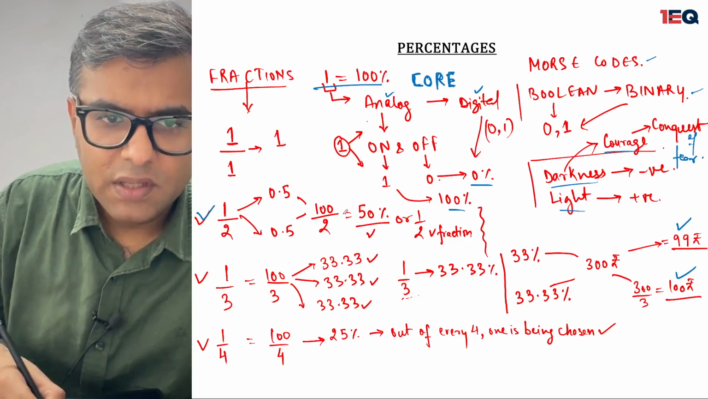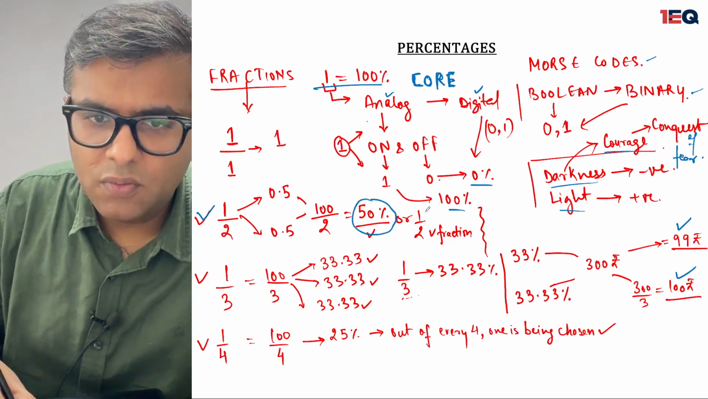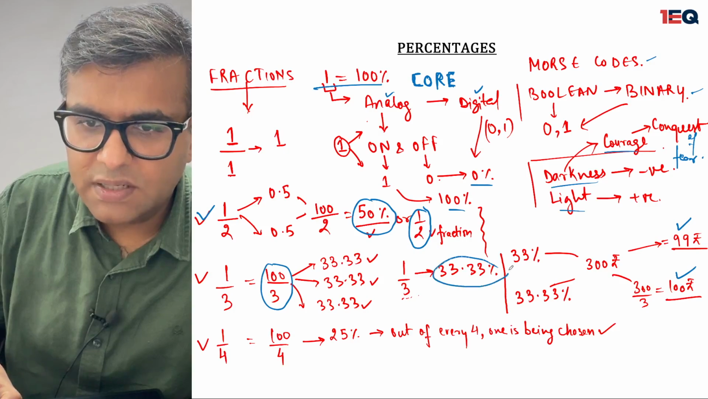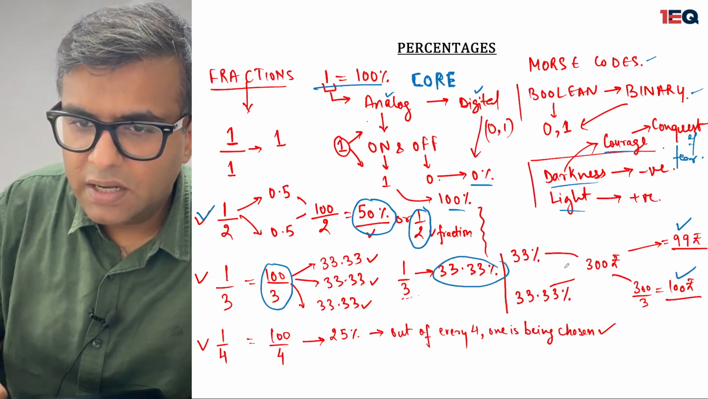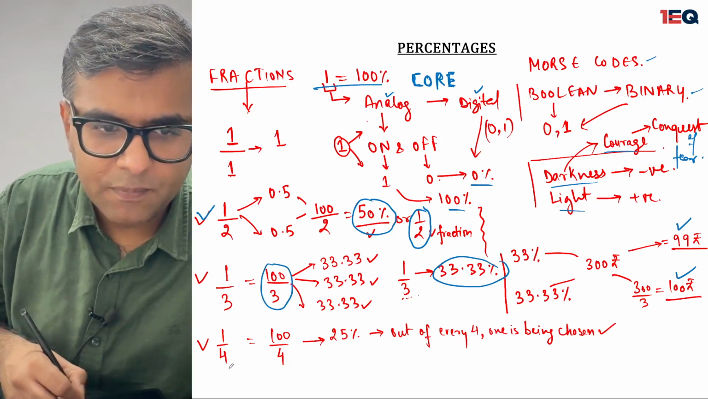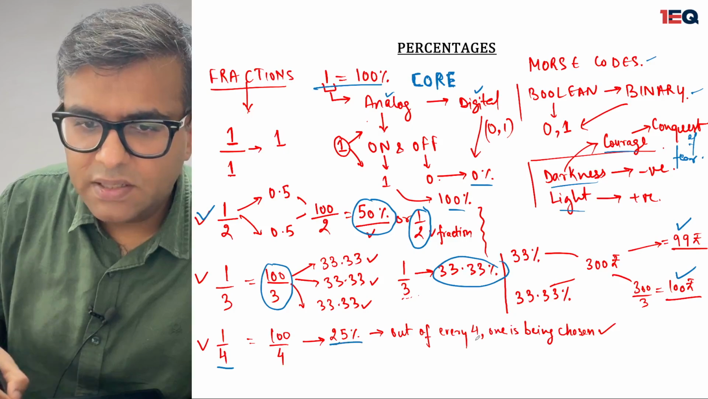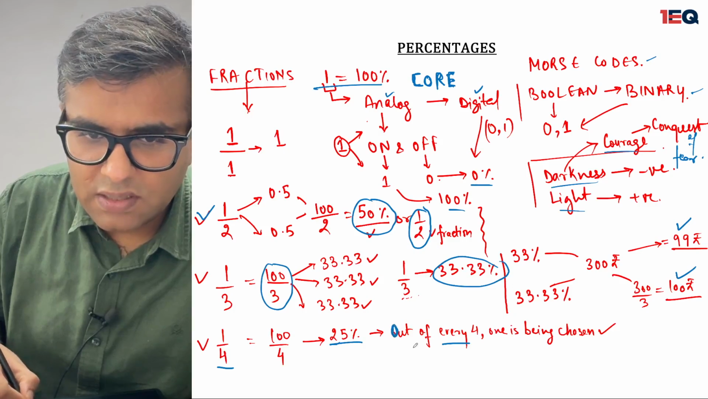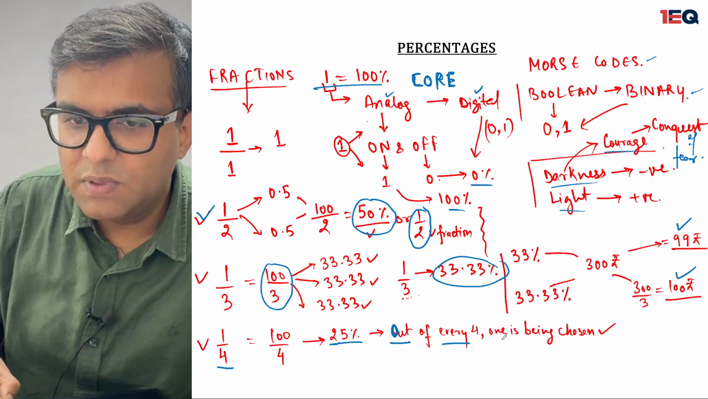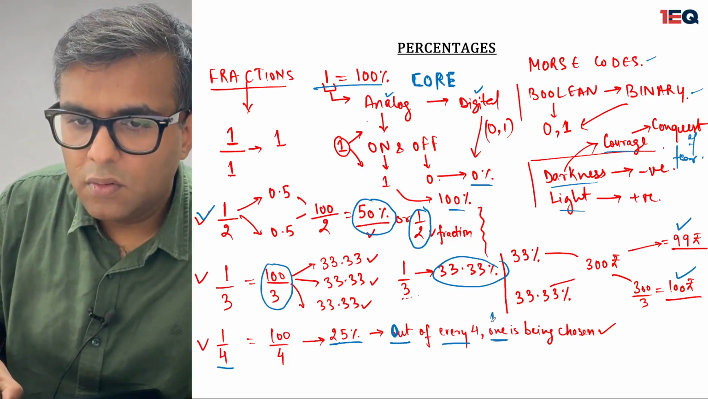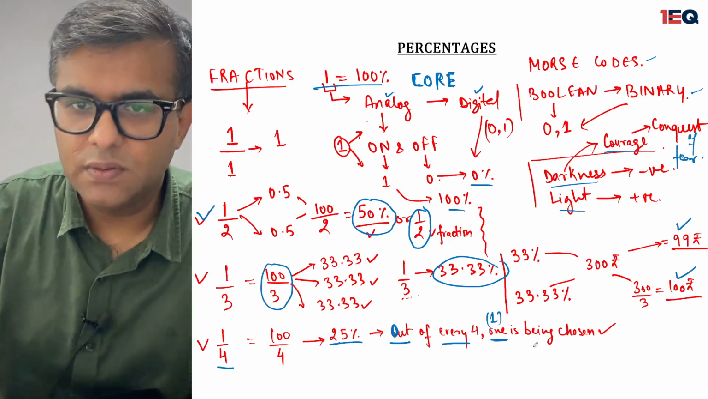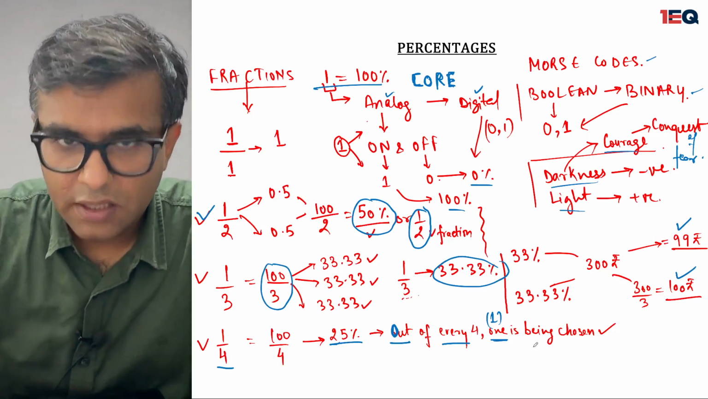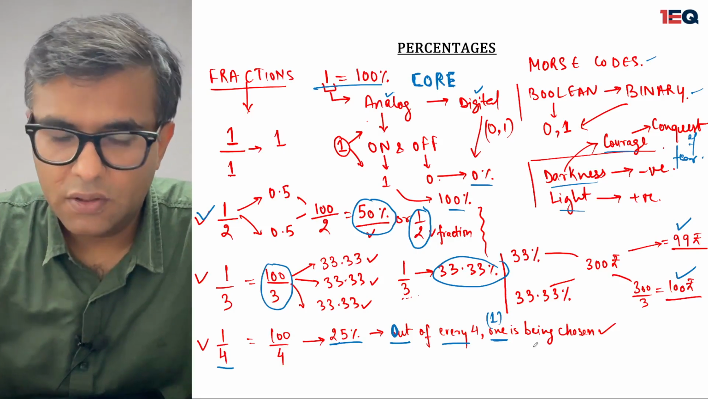The first fraction is 50% is equal to 1 by 2. Okay, and 1 by 3 being 33.33%, and 33% and 33.33% not being the same. 1 by 4 being 25%, and out of every 4, 1 is being chosen. Okay, 1 is being chosen. So I've pretty much covered the entire standard basics of percentages. In the upcoming slides, you would see different concepts now.